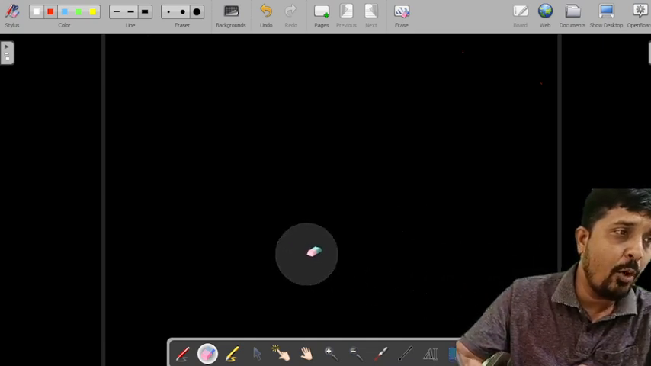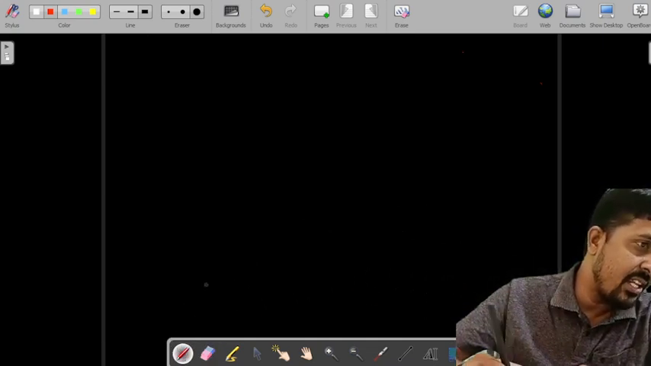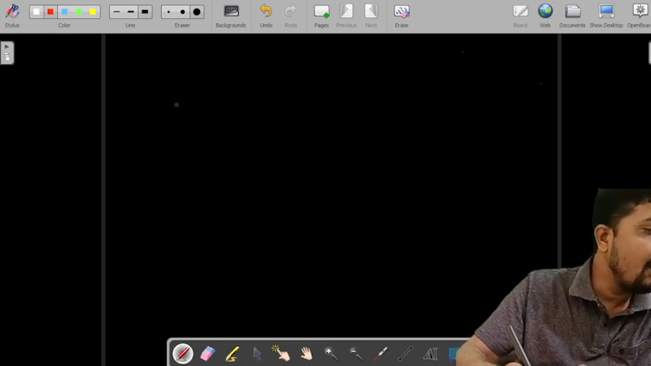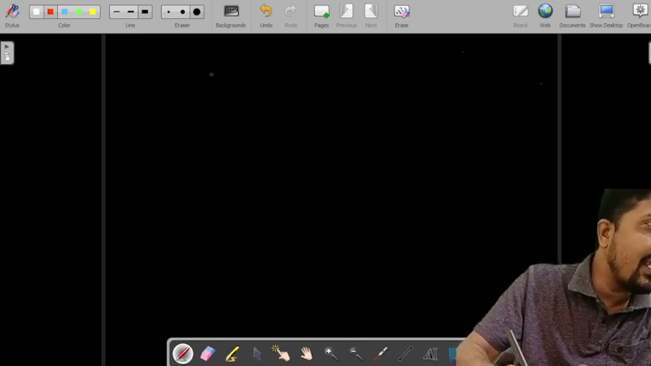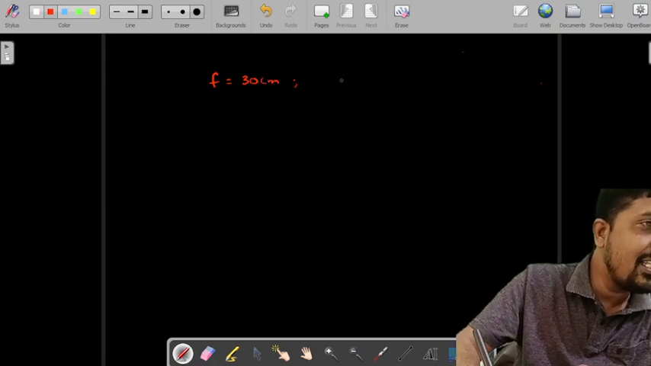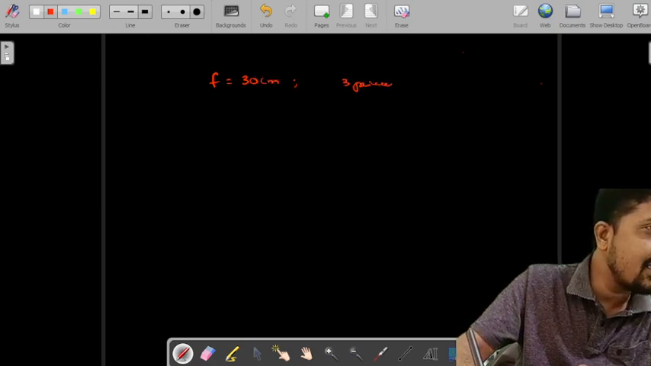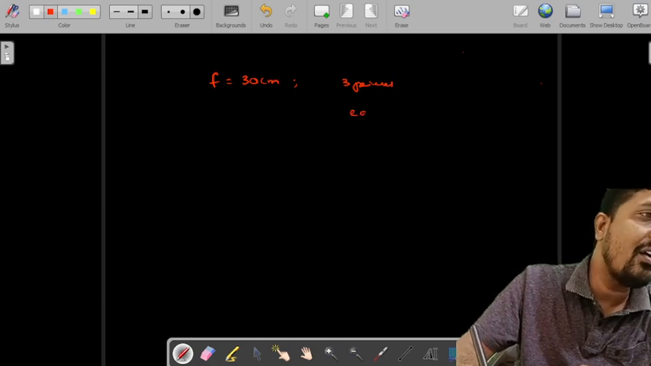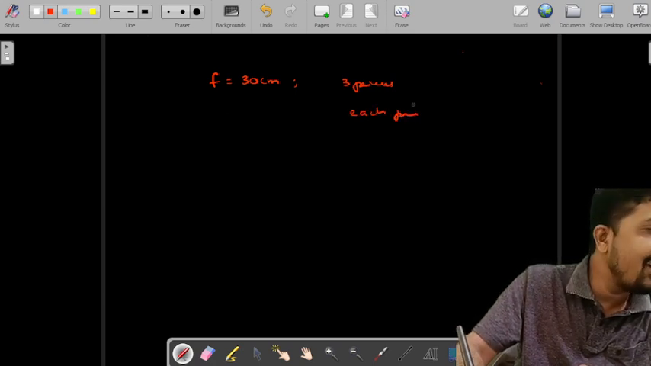Okay, try to solve the problems, because earning marks is very easy for us. A concave mirror of focal length f equal to 30 centimeters is broken into 3 pieces. Then what is the focal length of each piece? It is really a funny question.